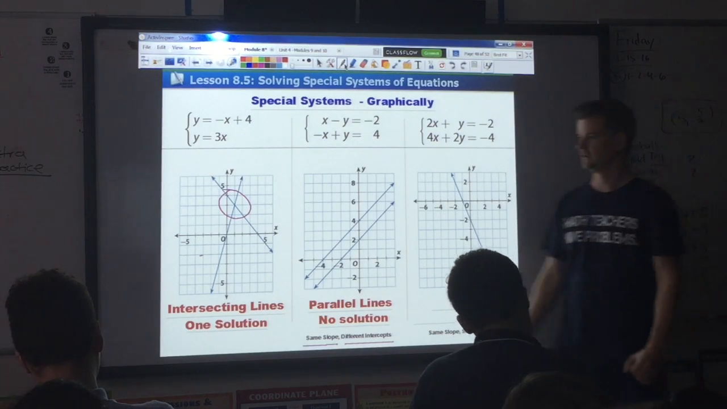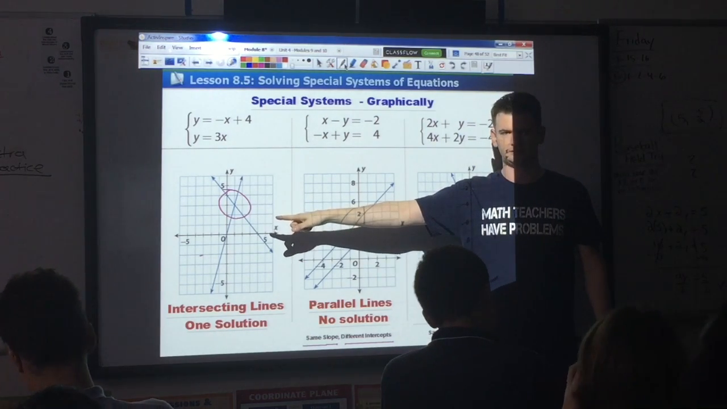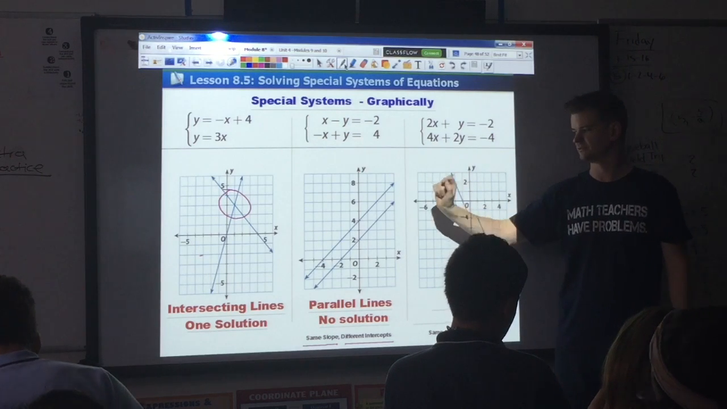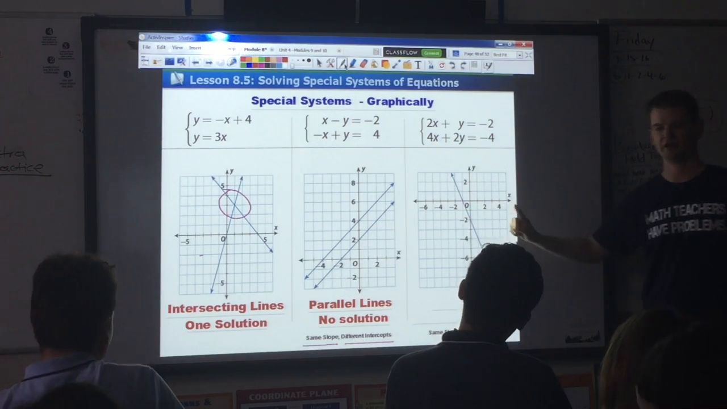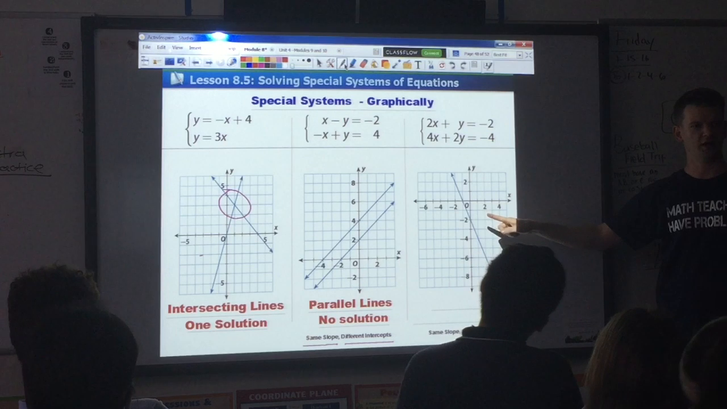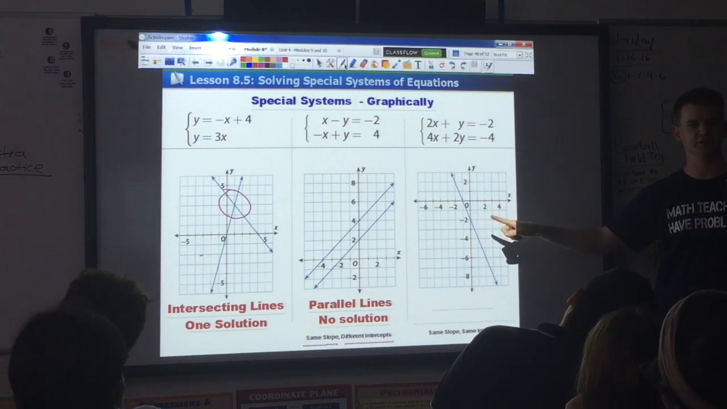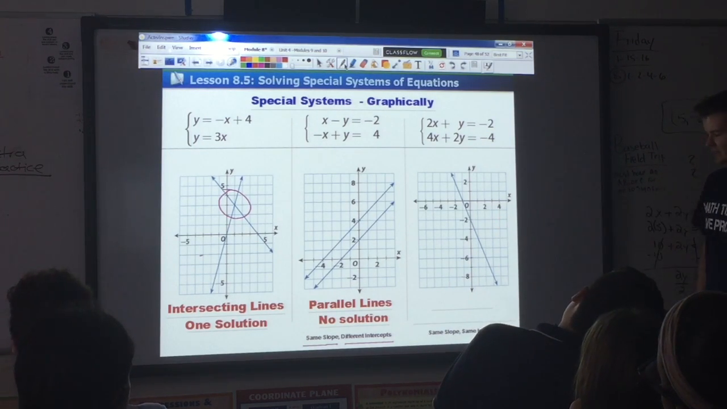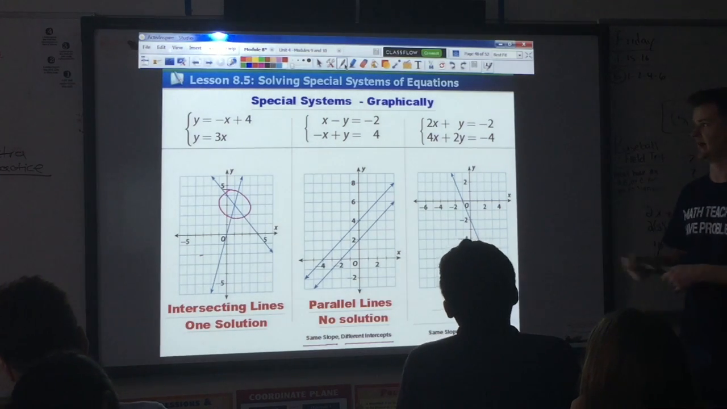Now here, I graphed two lines. But they have the exact same slope and the exact same intercept.